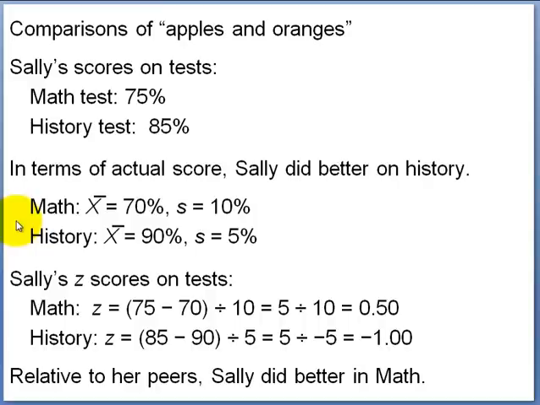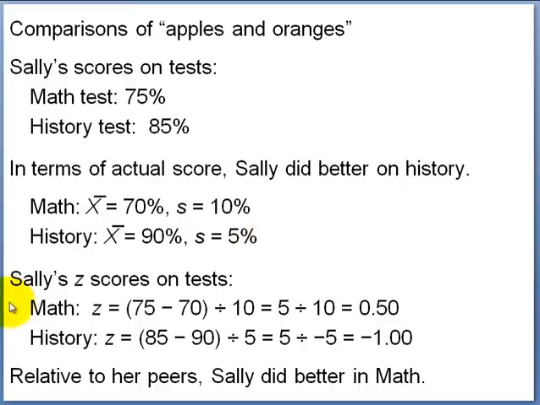So you can see that the math test was the harder of the 2. The mean was 70% versus 90% for history, and it's actually the case that scores are spread out more on the math test. The standard deviation is 10% versus 5% for the history test.